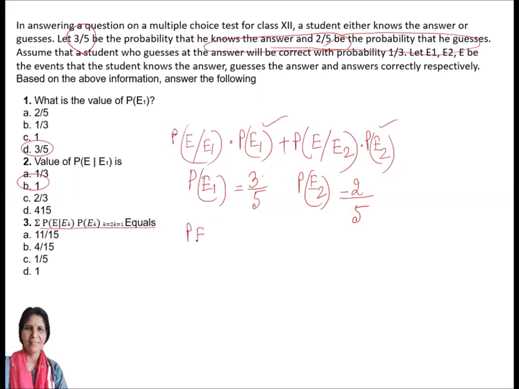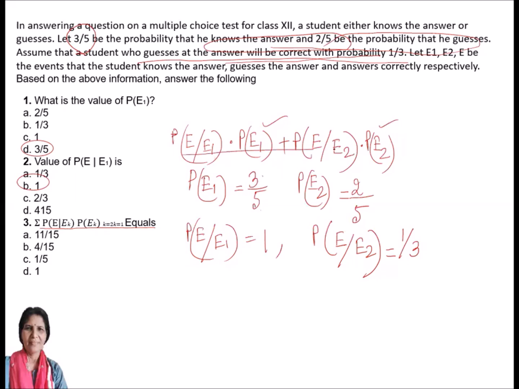Next, he knows the answer and answers correctly, so that will be your 1, as I discussed. And he answers correctly but he is guessing, this is given here: the answer will be correct when he guesses with probability 1 by 3. So now we put the values and get the answer. This will be 1 into P(E1), which is 3 by 5, plus 1 by 3 multiplies P(E2), which is 2 by 5.